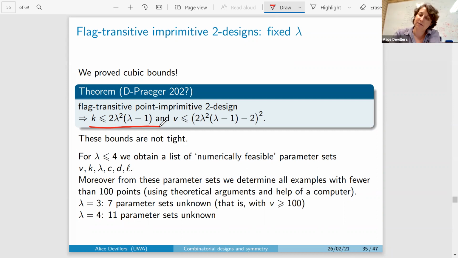Then we looked at small lambdas. Lambda 2 was already done, so 3 and 4. And from there, we can obtain a list of numerically feasible parameter sets, that satisfy all the conditions such as the identity I showed just before. And then using both theoretical arguments and a computer, we were able to classify all the examples with less than 100 points. So there are still 7 parameter sets where we don't know if they exist or not for lambda equals 3 and 11 for lambda equals 4.